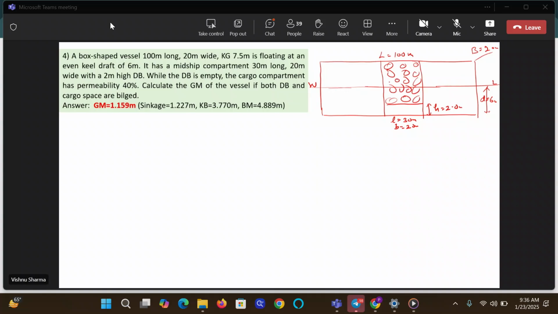Guys, is this the intact condition that you have made? Yes or no? Please tell me. Yes, sir. Intact. Very good. Anybody who has messed it up, because if you mess up the diagram, it's going to lead you in a wrong direction.